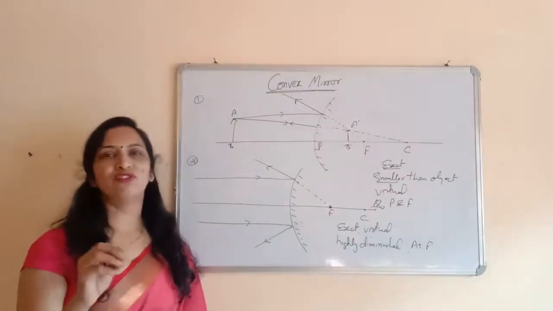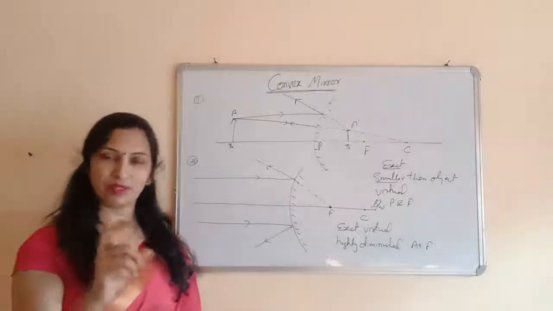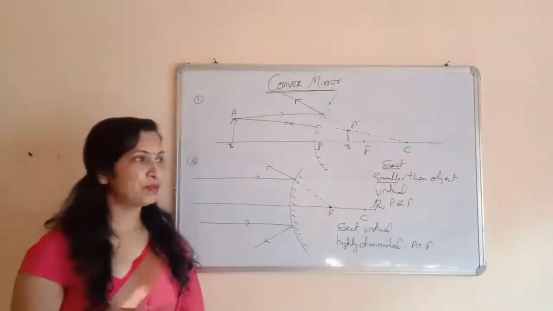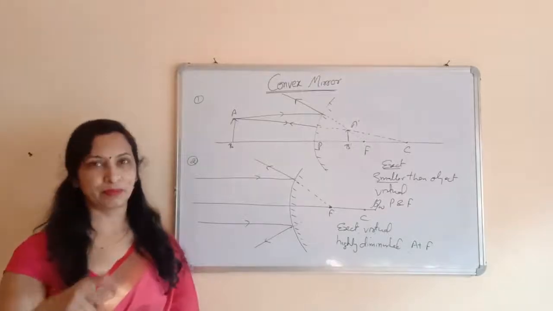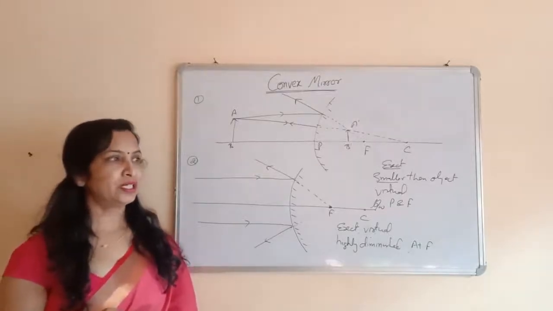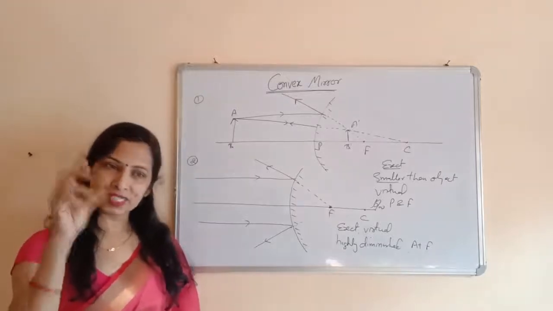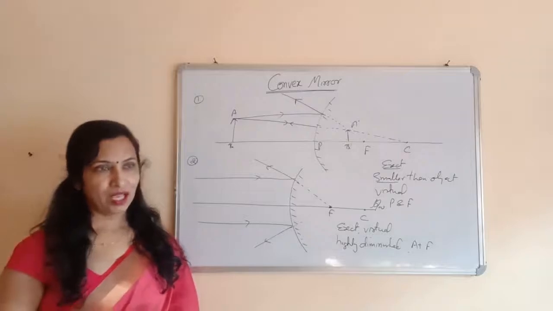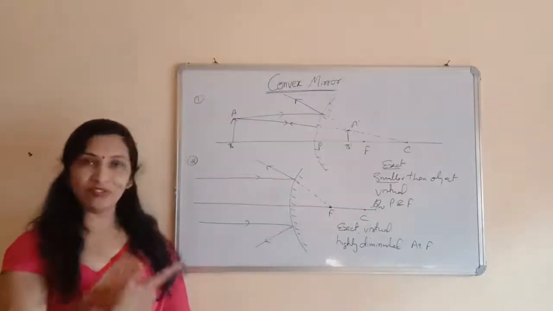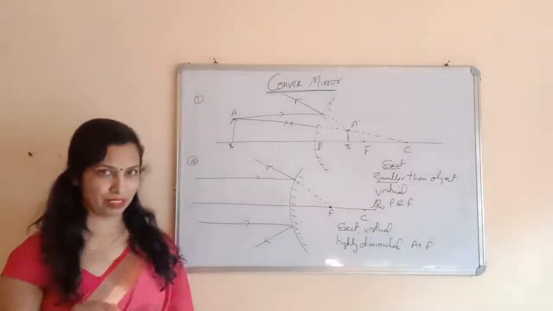The plane mirror will always form an erect image, but the size of the image will be equal to the object. And what about the concave mirror? The concave mirror can produce an inverted image, and it can form a smaller image as well as a larger image. But the convex mirror is the only mirror which will always form an erect and smaller image.